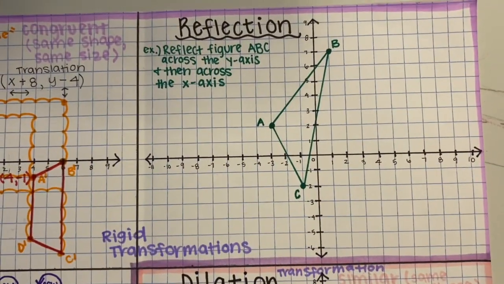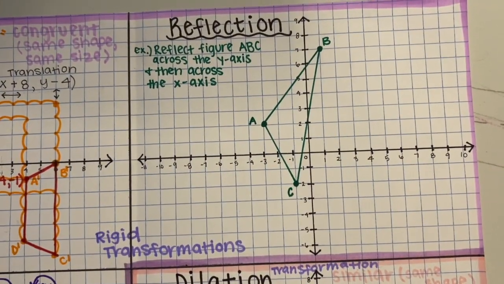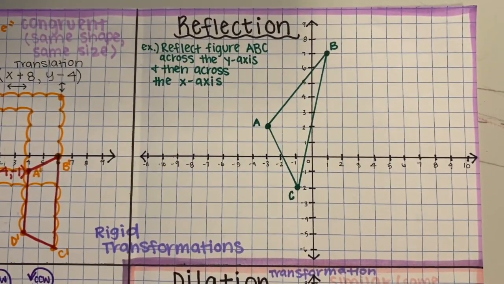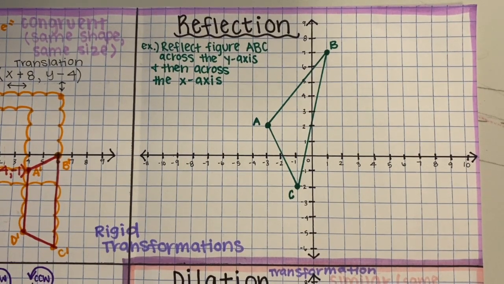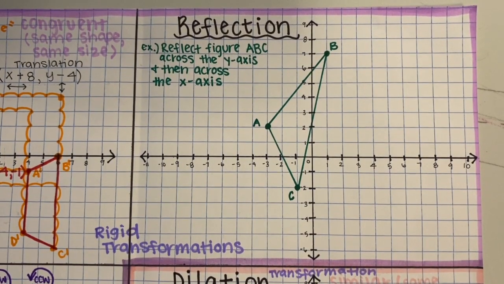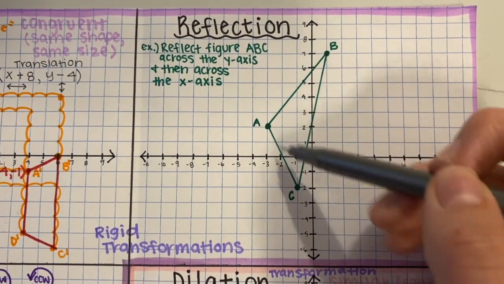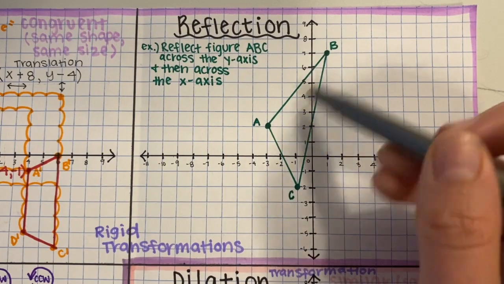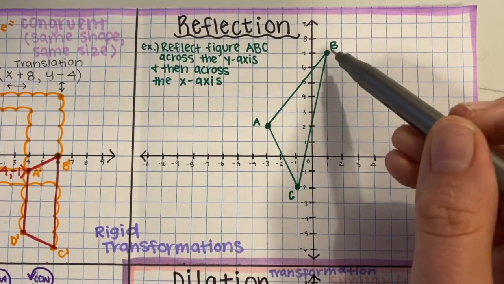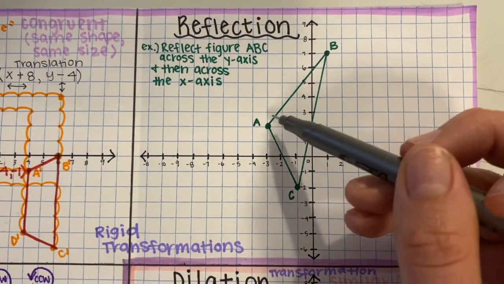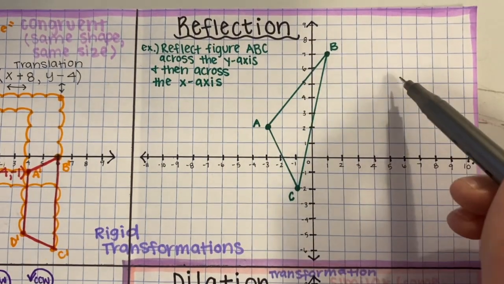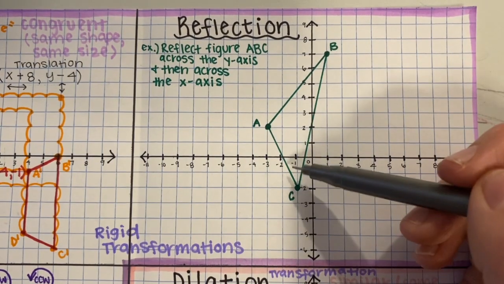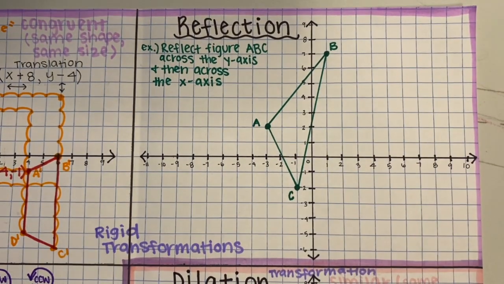A reflection is another type of rigid transformation. So with a reflection, we are reflecting our image. The trickiest part of a reflection is when your figure is already located on multiple sides of your line. So that's why I picked this figure to use, because it's on this side of our y-axis and this side, and it's on this side of our x and this side. So hopefully when we start doing it, this will make a little more sense.